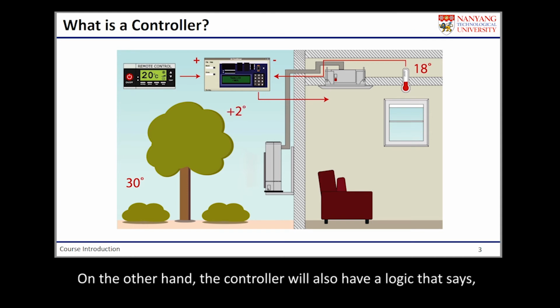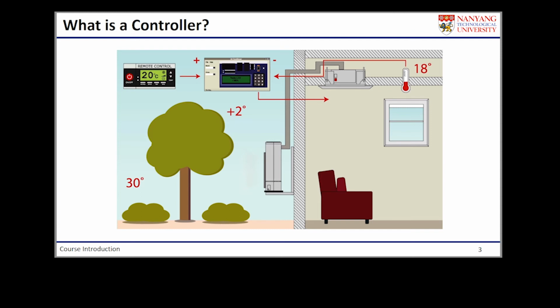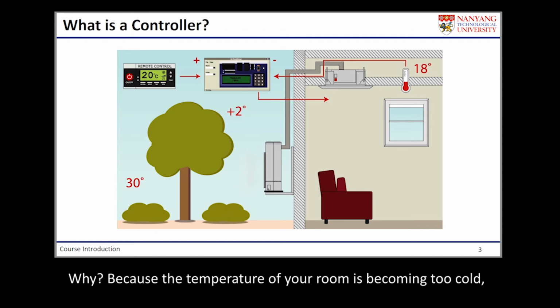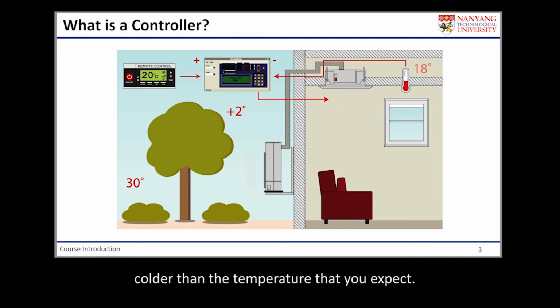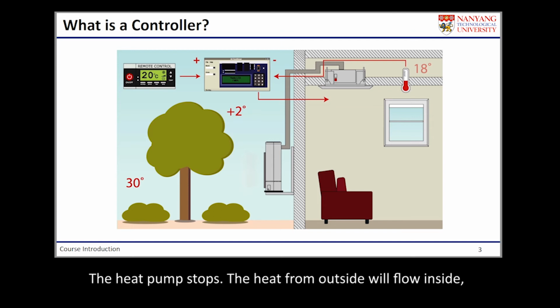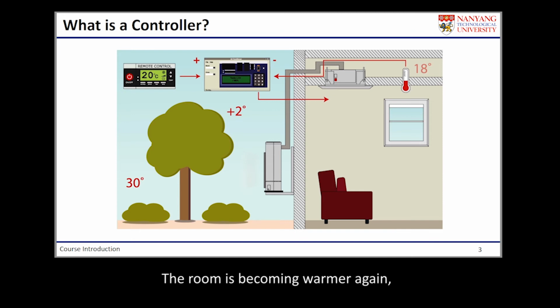On the other hand, the controller will also have a logic that says if the temperature difference is positive, the controller will ask the heat pump to stop. And then when the difference is positive, the controller will stop the heat pump. Why? Because the temperature of your room is becoming too cold, colder than the temperature that you expect. The heat pump stops, the heat from outside will flow inside, the room is becoming warmer again.